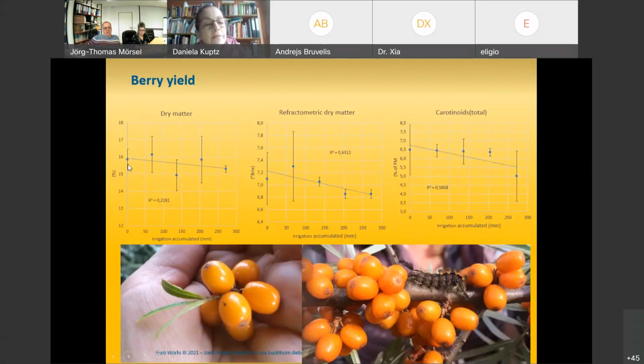The dry matter in percent was contrary to the other lines now. It's going down. And the bricks is shown in this middle diagram. It was the highest in the treatment 2 and was going down with the amount of watering, and the percent of carotenoids was also declining.